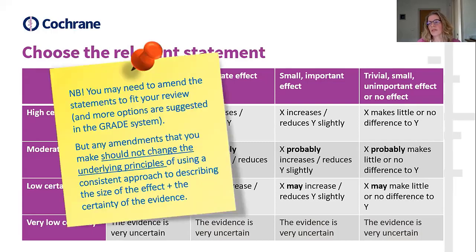So they're the general principles. You might need to, or you will probably need to amend the wording to fit the review that you're working with, and particularly if you're writing in a language that isn't English. But remember that any amendments that you make or translations that you do should really follow these underlying principles, and you really need to have a consistent approach to how you're describing the effect and the certainty of the evidence. And you always need to give your readers some warning when the evidence is anything less than high certainty.